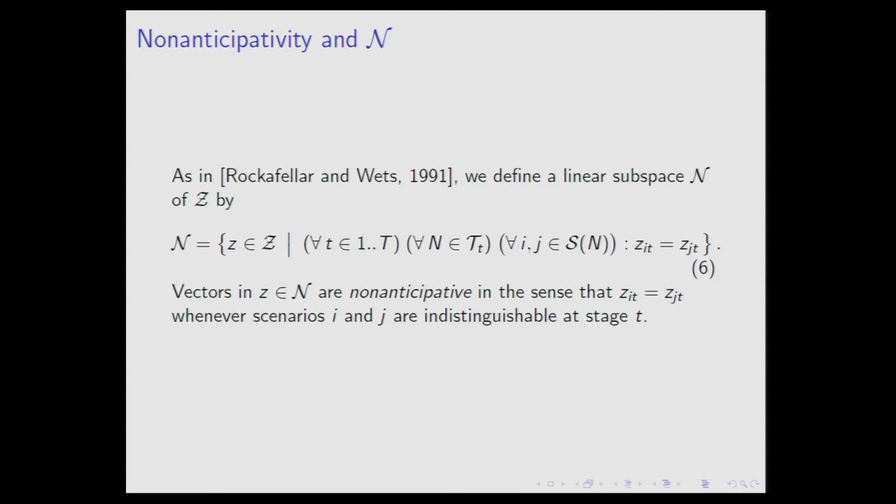Now we're getting into the stochastic programming part of it. We're going to need a linear subspace that is the subspace of non-anticipative solutions. And this is just a way to write it. And what this says is that the decisions up to a node in the tree have to be the same. Right? So you can only use the information you have up till now.